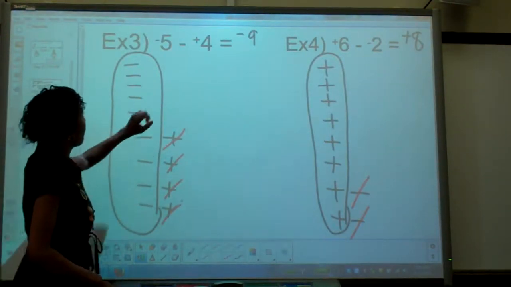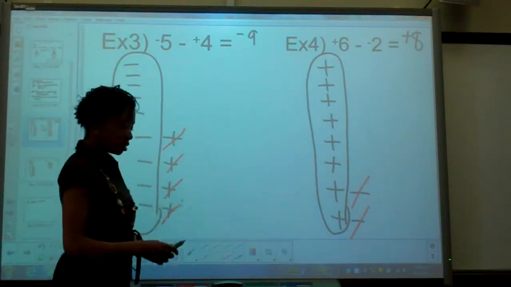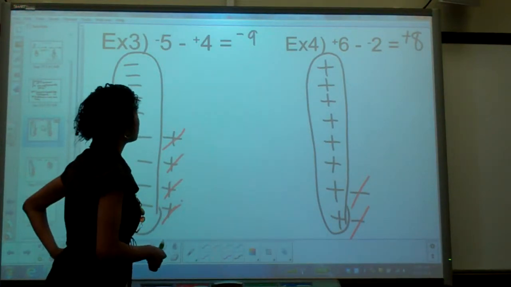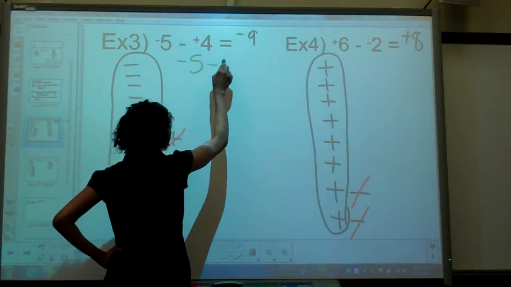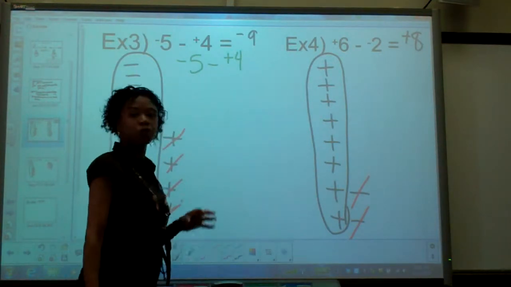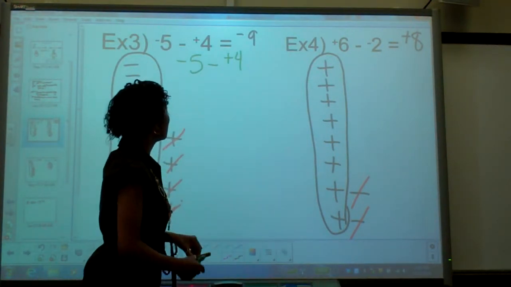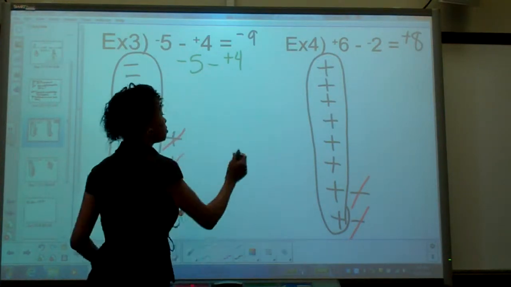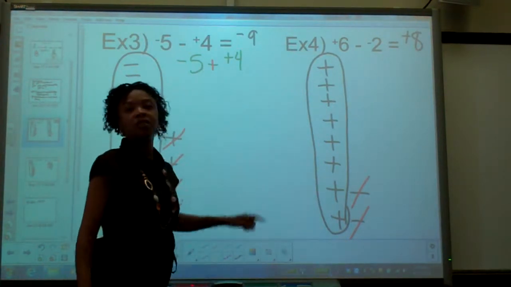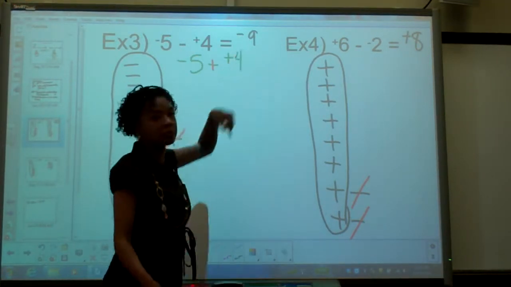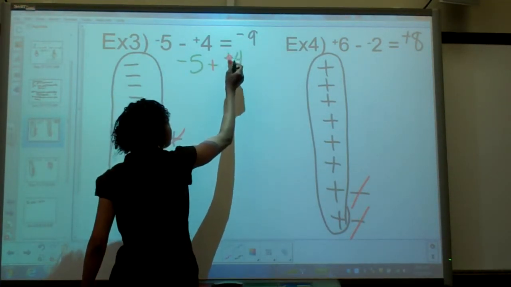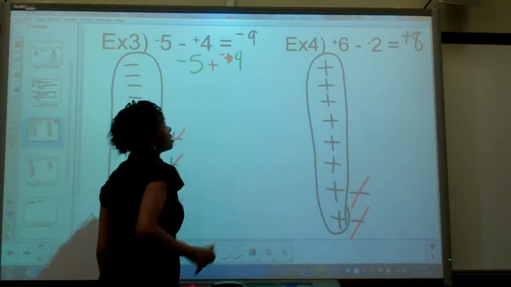Next example. Again, I don't want to use all these negatives and positives, doing all the charges and such. So what's the rule? Negative 5 minus a positive 4. The rule for subtracting integers is simple. Change it from a subtraction problem to an addition problem. Then change the charge of the second number to its opposite. So if it was positive, it becomes negative.